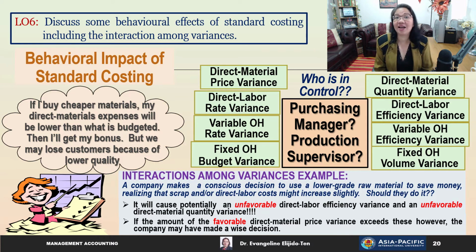But if it is the other way around, the unfavorable labor efficiency variance plus the unfavorable material usage or quantity variance is higher than the savings they have in their favorable material price variance, then maybe it is not worth doing it. They should probably go back to buying the good quality raw material in their production. All right, well, that's it for Learning Objective 6.